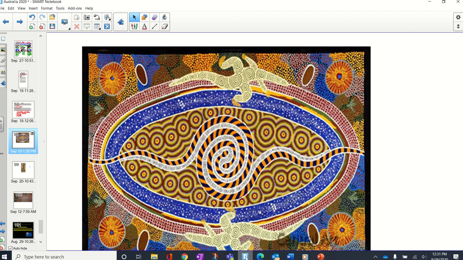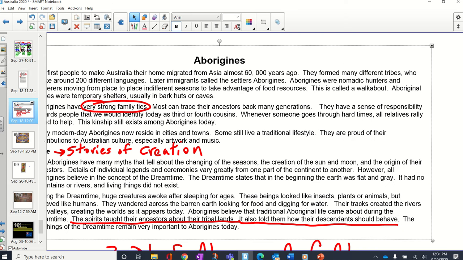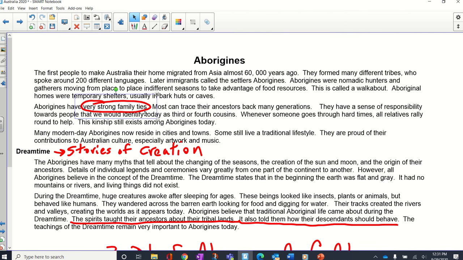All right, going back to our reading, we're going to flip over to the back. In the second paragraph, we're going to circle "very strong family ties."